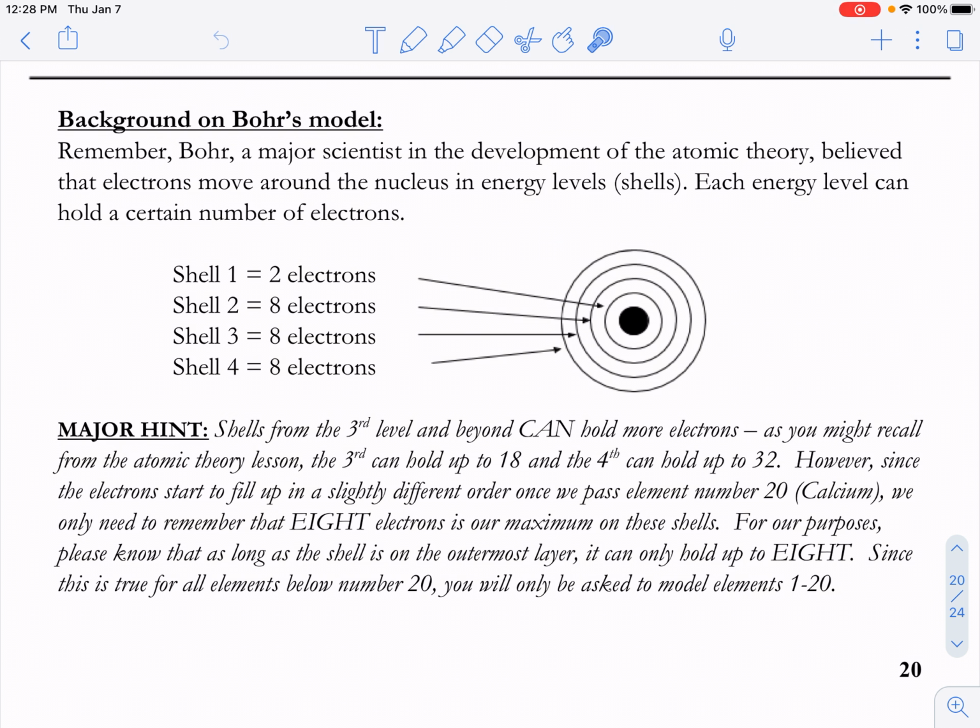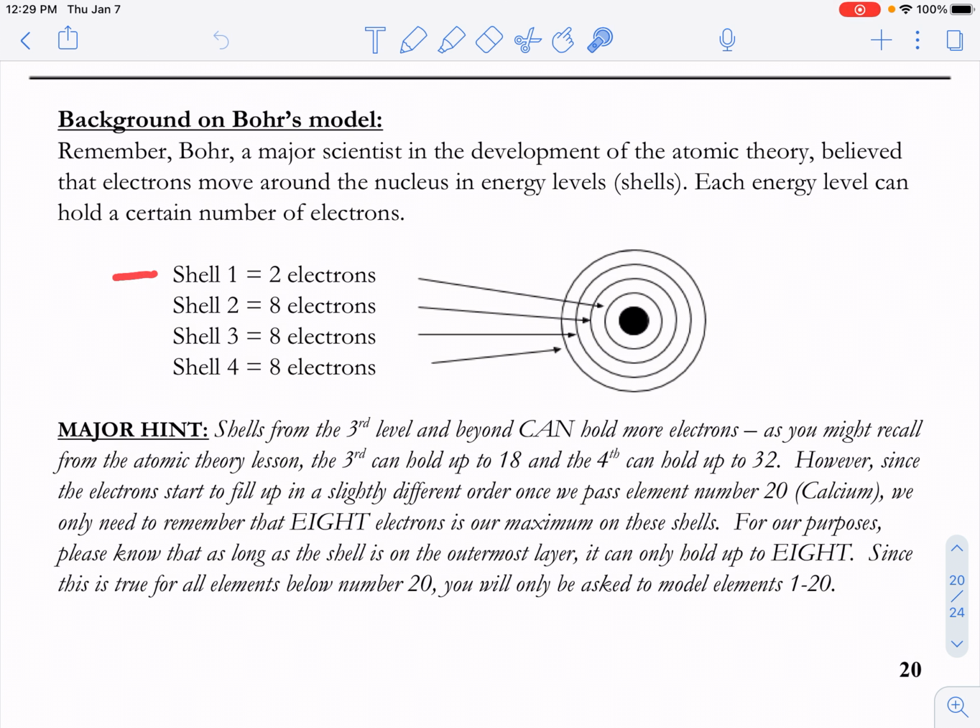You may hear in the future, there's another word that these shells are called. Sometimes you'll hear orbitals, but we're going to use the word shells. So each energy level, or shell, can hold a certain number of electrons. So just kind of roll with me here. I know it sounds a little abstract, but it'll kind of make more sense the more we practice.